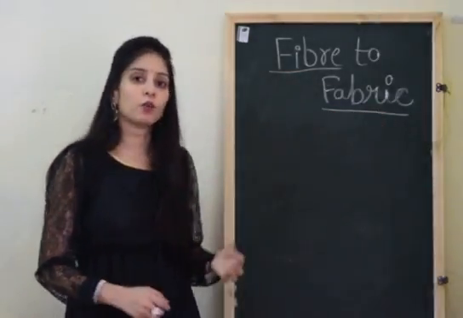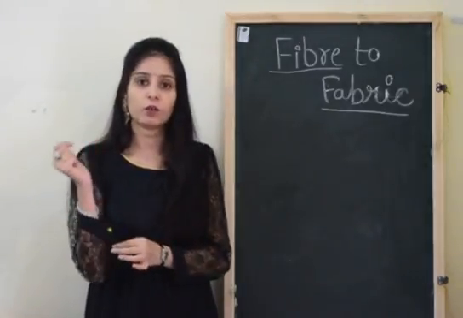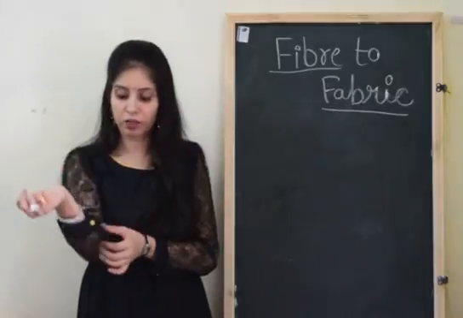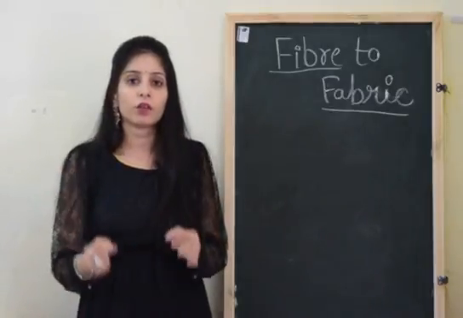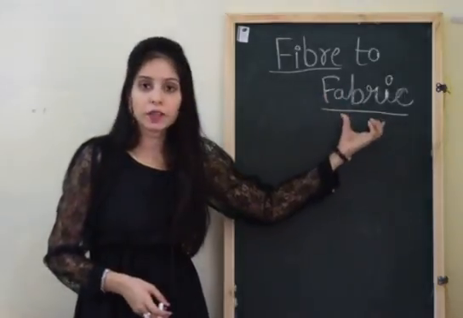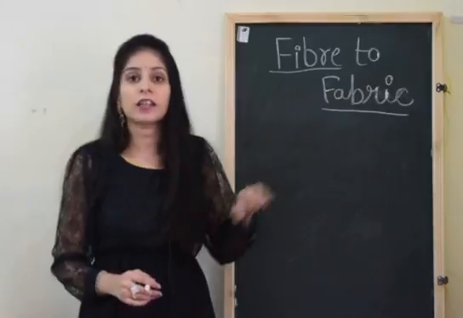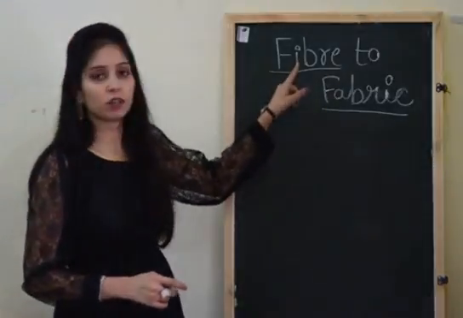Fabric means the cloth we are wearing. For example, I am wearing this cloth, so this is a fabric. Different kinds of fabric are there. So the cloth we are wearing is called a fabric, and this fabric is made up of different thin thread-like structures, and those structures are called fibers.